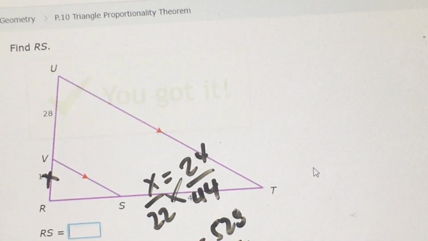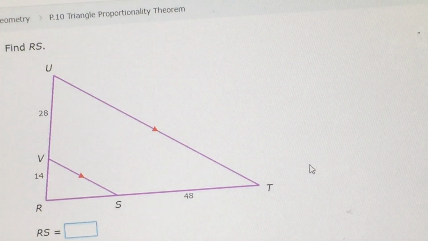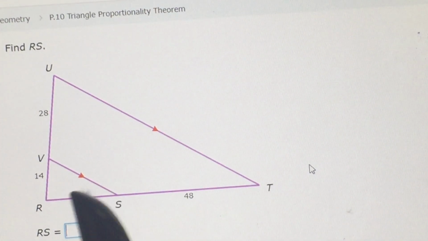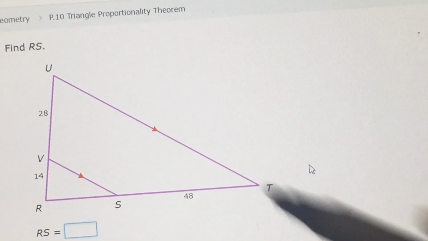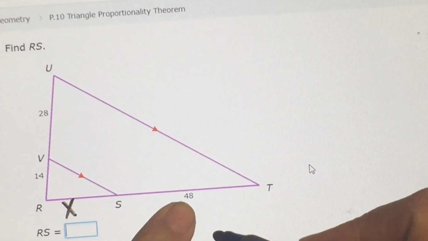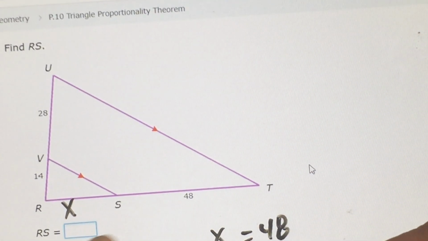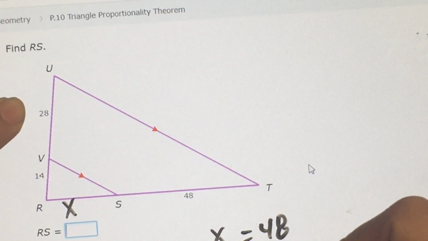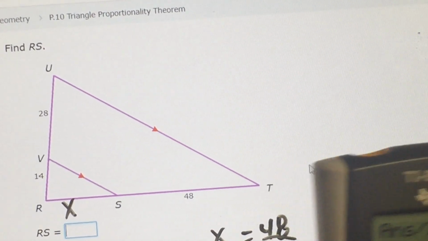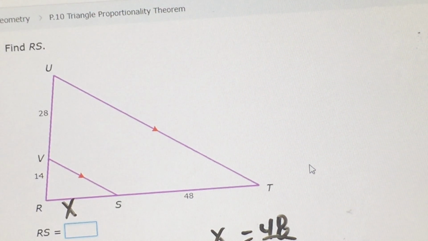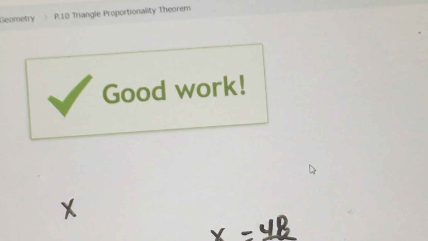All right, so that's basically the triangle proportionality theorem. It's very, very simple. Again, the lines have to be parallel. I can't say this enough. So these two lines are parallel because of the arrows. So it's going to be, let's say, x with 48, and because I started on the top, I'm going to start on the top, 14 with 28. Cross multiply and divide. So I'm going to get 48 times 14 divided by 28. So 24. I'm sorry, you didn't even see that, 24.